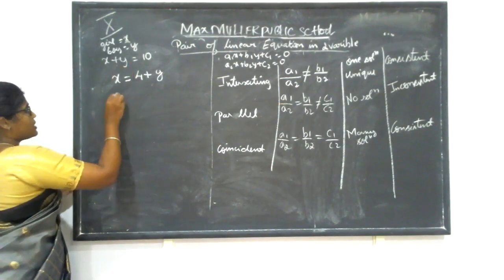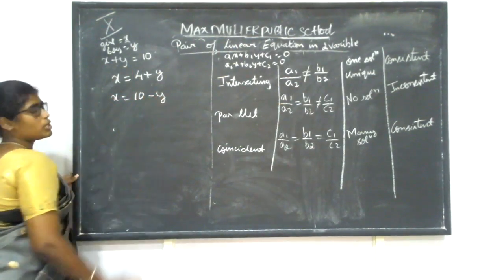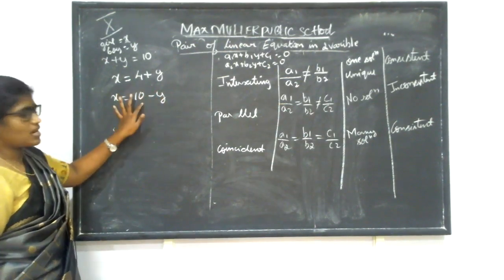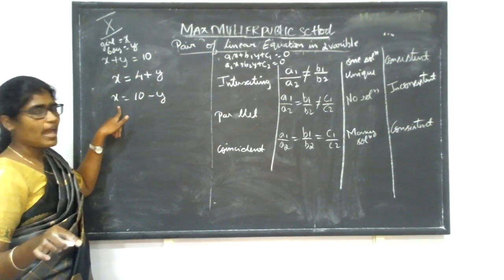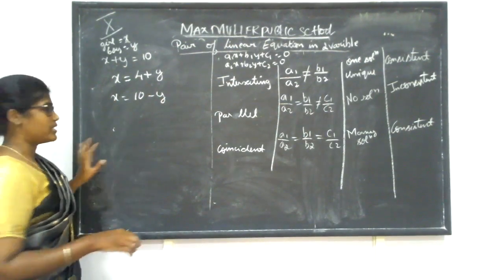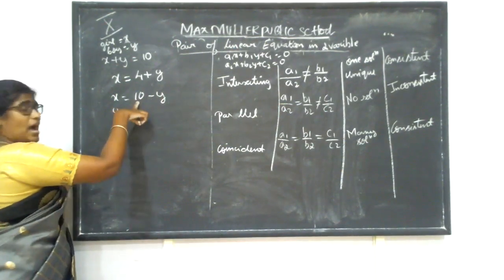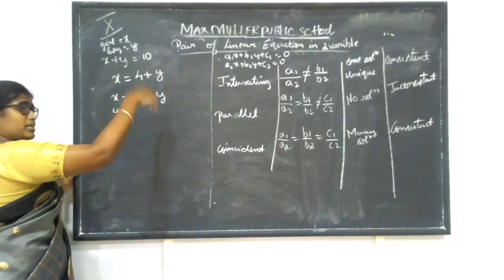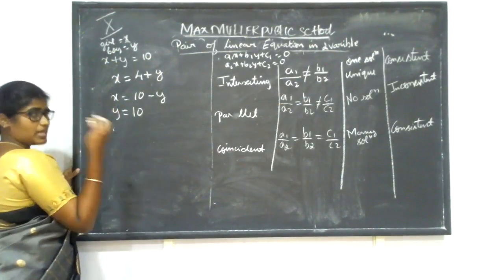Now what happens to this equation? x is equal to 10 minus y. Which one will you consider? The variable which has numbers, you are going to consider; the one which does not have numbers, you are going to get as the answer. So here it is minus and you have 10 here. So what will you take? You take 10 first.